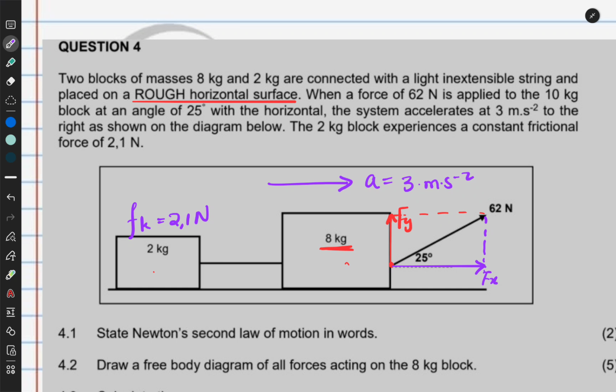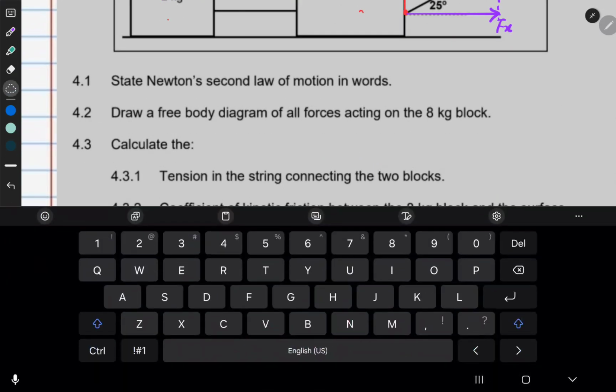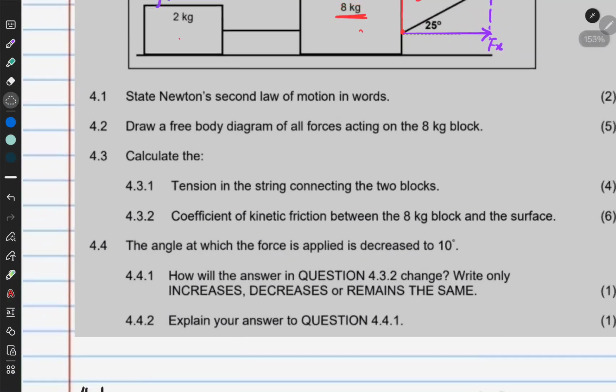Fs is for static friction, Fk is for kinetic friction, remember that. We are only concerned with static friction if the system or the object is not moving. Once it starts moving, we forget about Fs, our static friction. We start considering Fk. So that's why I just wrote Fk here. So this is all the given information that we can currently use.